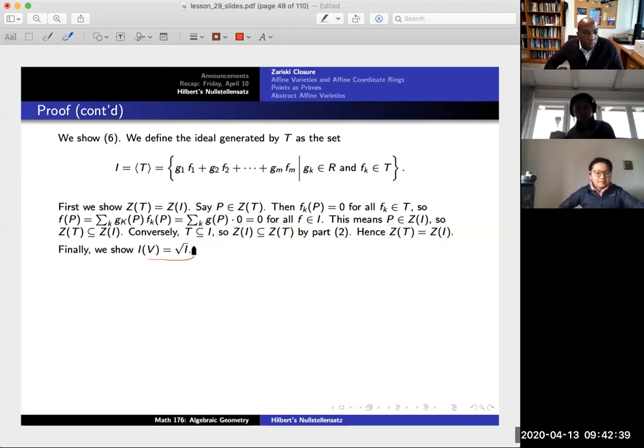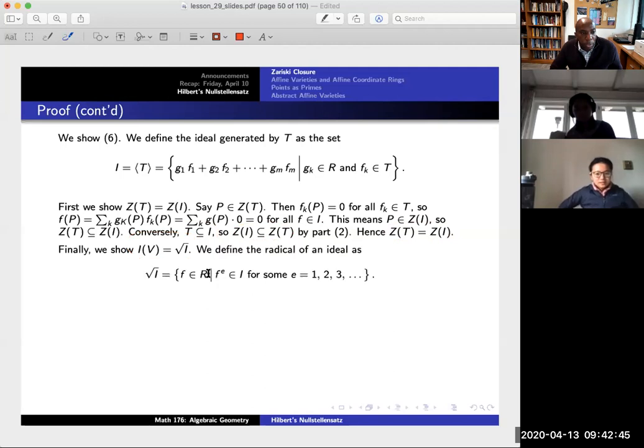So I'm going to prove that IV here is actually equal to the radical of I. First I need to define for you what the radical is. The radical is defined as the set of elements in R where some power of this polynomial is in I. So again, it's a set of elements in R where some power has to be in I. Hopefully you'll see how the proof goes where we use that.